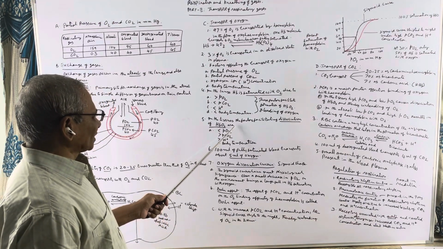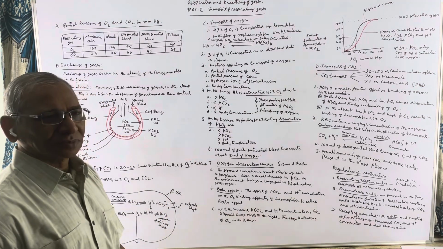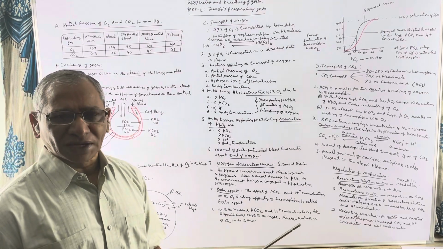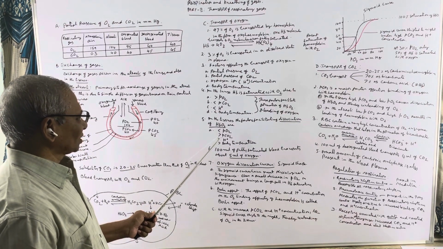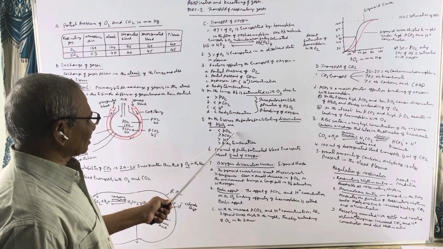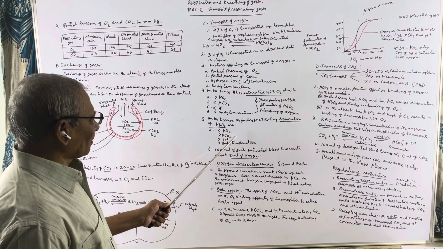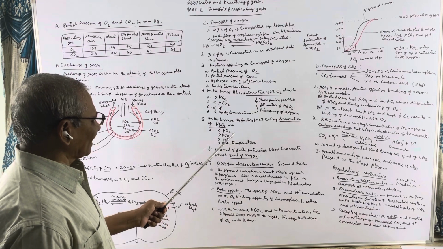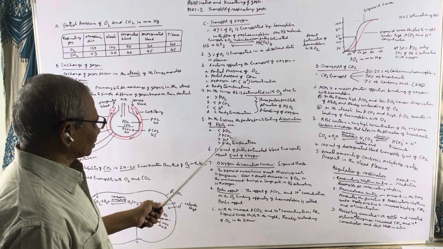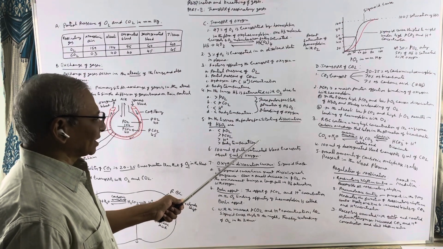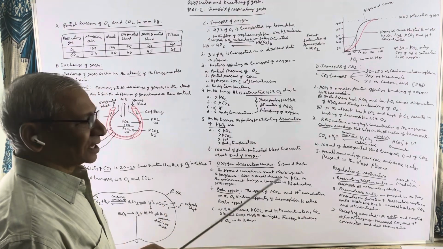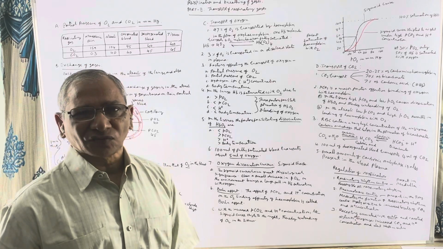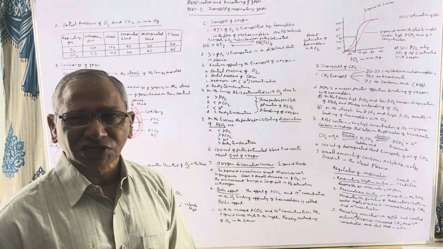Then, when the same oxyhemoglobin goes to the tissues through the blood, what happens? It faces these 4 factors. In the tissues, the partial pressure of oxygen is low, partial pressure of carbon dioxide is high, hydrogen ion concentration is also high, and body temperature is also high. All these 4 factors cause dissociation of oxygen from oxyhemoglobin.